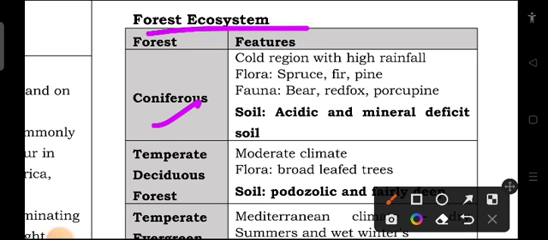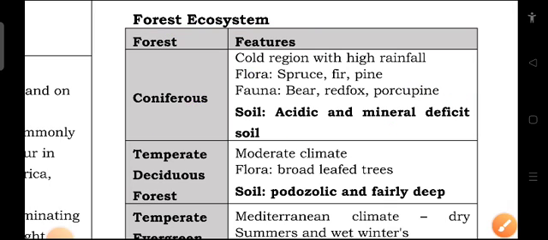First one is coniferous. These have sharp, needle-like leaves. These trees grow mainly in cold regions with high rainfall. The kinds of trees available are spruce, fir, and pine, and the kinds of animals are bear, red fox, and porcupine. The soil is mostly acidic and mineral deficient.